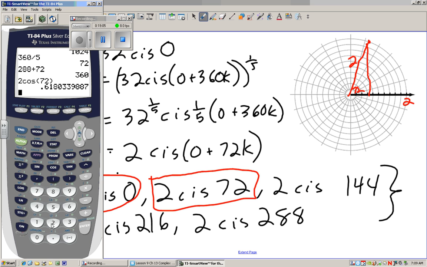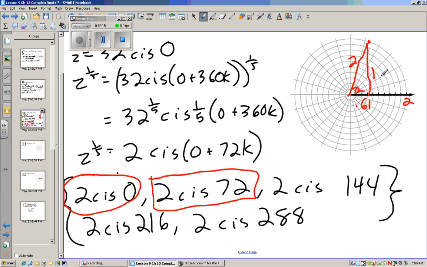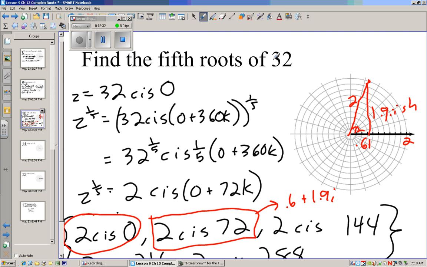And then 2 sine 72, 1.9. So this, in rectangular coordinates, is 0.61, 1.9-ish. Close enough to 1.9. And that's 1.9i. So 0.6 plus 1.9i. If I take this to the fifth power, I will get something close to 32. I rounded those numbers so I won't get exactly 32, but it'll be an approximate.